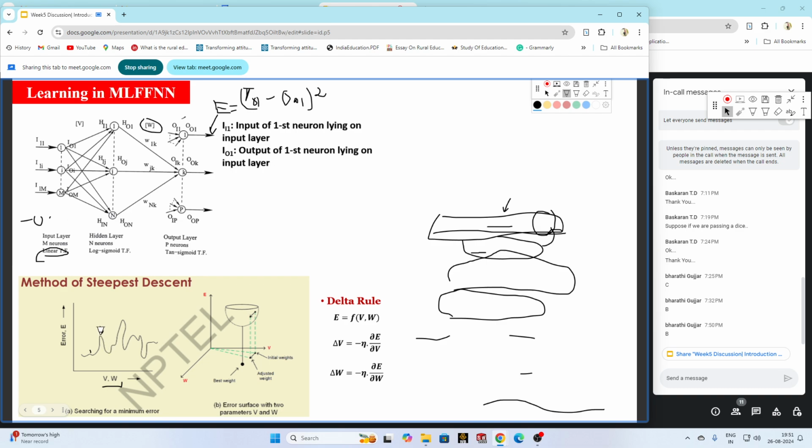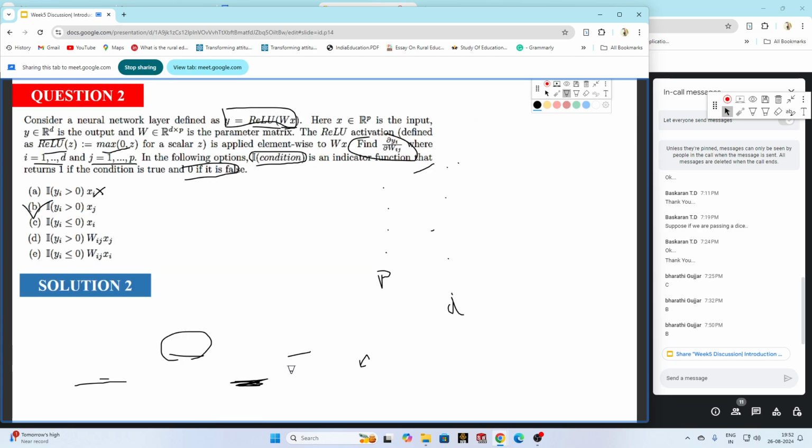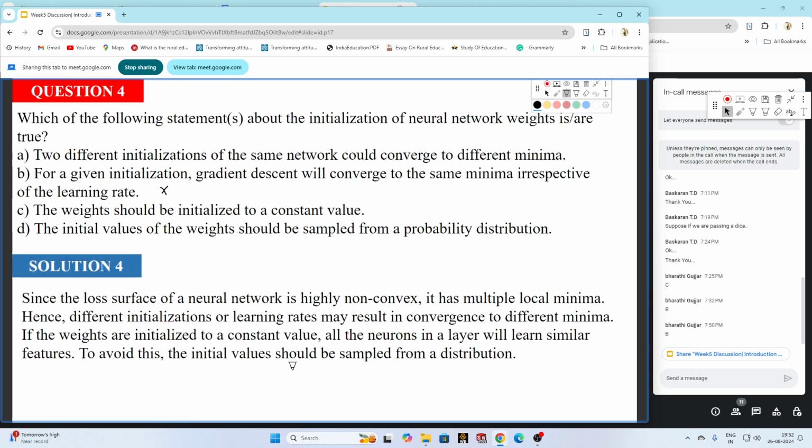and if we are doing this error thing, we have to find out the minima, right? If we start from here, we will get stuck over here, and if we start from here, we will get stuck over here. So if we use different weights, we will have different minima. This is the concept. So option A, different initializations of the same network would converge to different minima, is right.